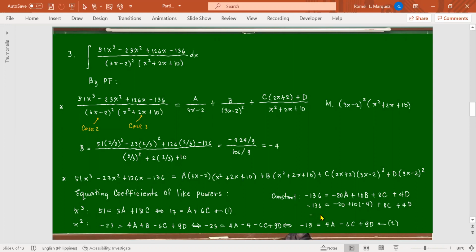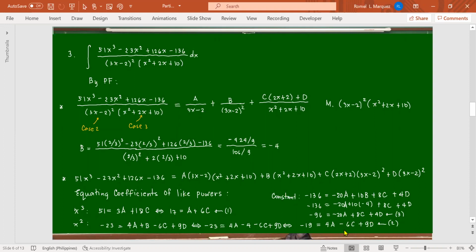So getting negative 96. So negative 136 plus 40, that is negative 96, and that is equal to negative 20A. There is A here, negative 20A, and then plus 8C plus 4D. So this is equation number 3. Sorry, 1, 2, yeah, 3. So equation number 3.